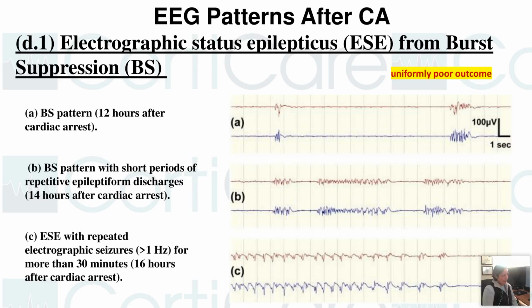All right, so here is an example of electrographic status epilepticus from burst suppression. 12 hours after cardiac arrest, we are seeing these brief bursts lasting from half a second to 1.5 seconds. And the burst suppression pattern is having these repetitive epileptiform discharges. You can even call them birds. And then 16 hours after cardiac arrest, you see patient has continuous discharges greater than 1 hertz for over 30 minutes. So this pattern evolved from burst suppression, and now the patient is in an electrographic status.